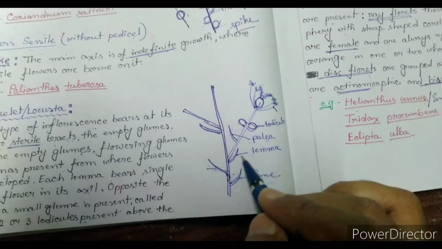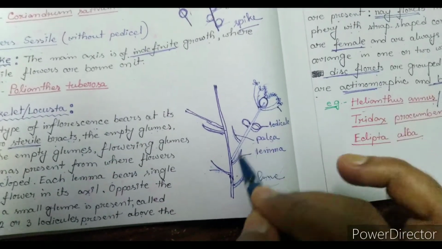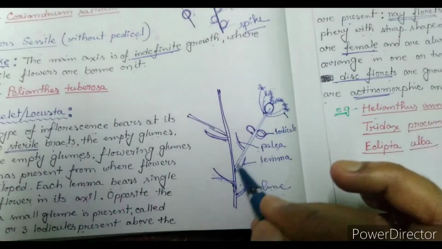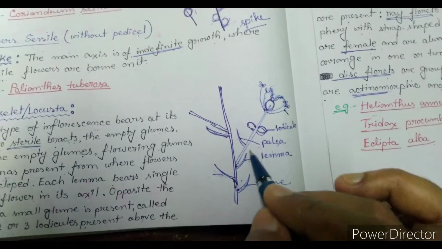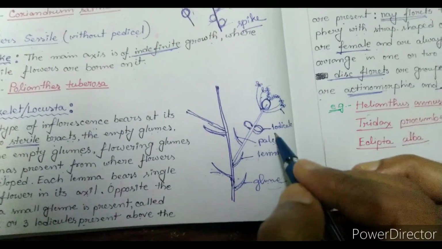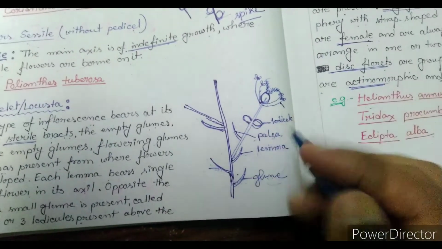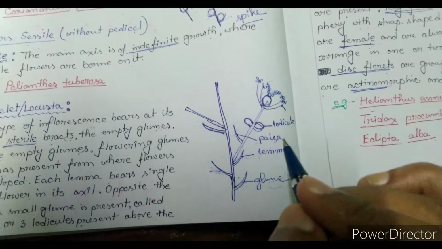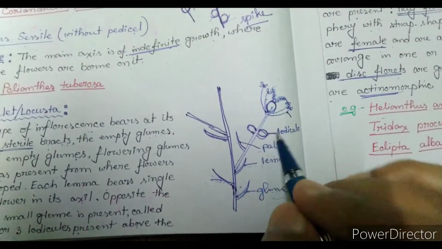What is the palea? We know that opposite the lemma there is a glume or bract. This is called the palea, and it is present on the floral axis, or floral stalk. Above the palea there are two or three lodicules present. Basically here there are 2, but if you imagine this as a 3D diagram, then you can clearly understand that this may be 3. Okay, two or three present above the palea.